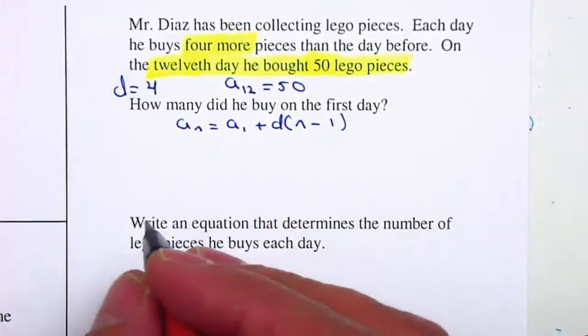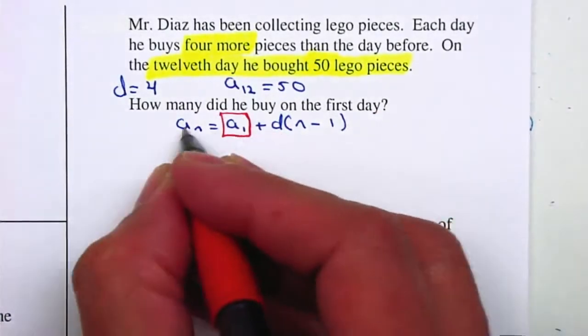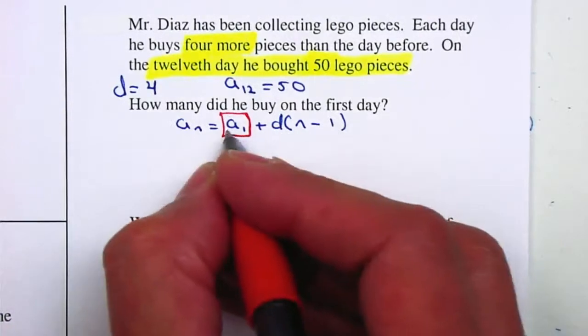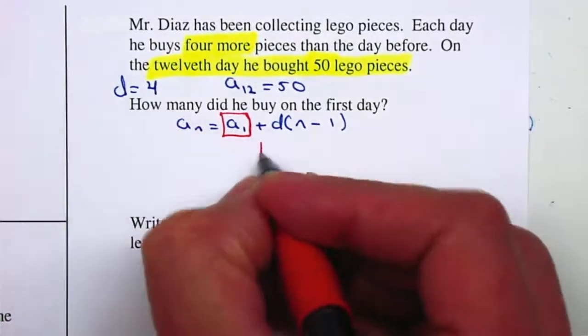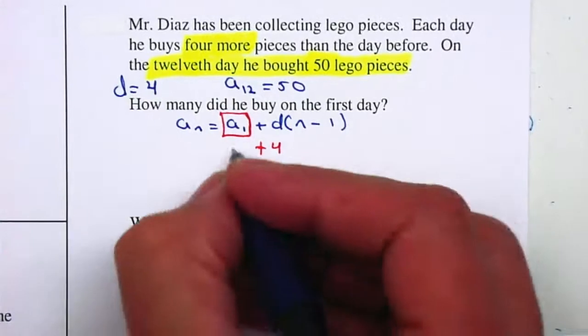And I'm plugging in the information that I need. Remember, I'm looking for A sub 1, so I don't need to plug that in. I need to plug everything else in there so I can solve for A sub 1. Your difference is positive 4. I'm looking for A sub 1.